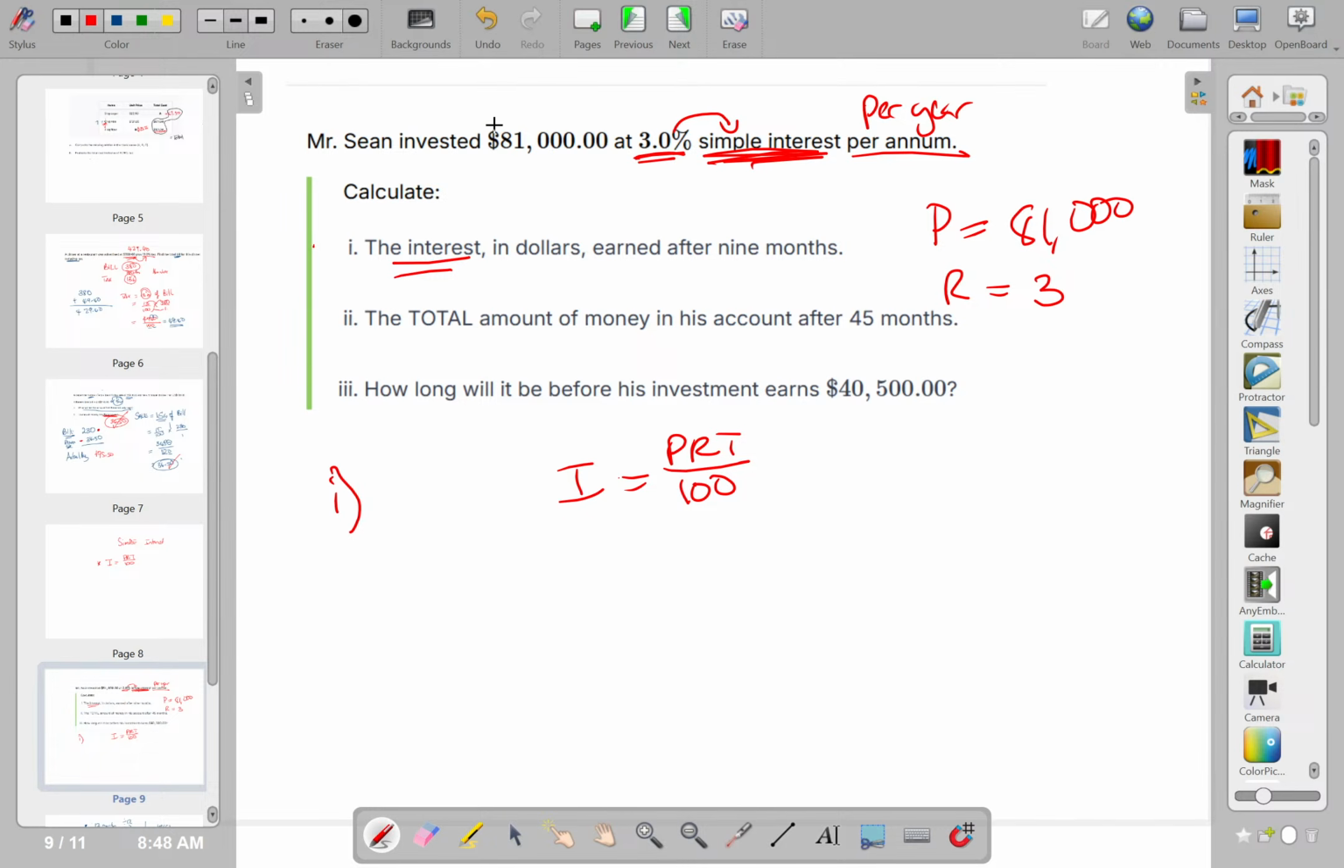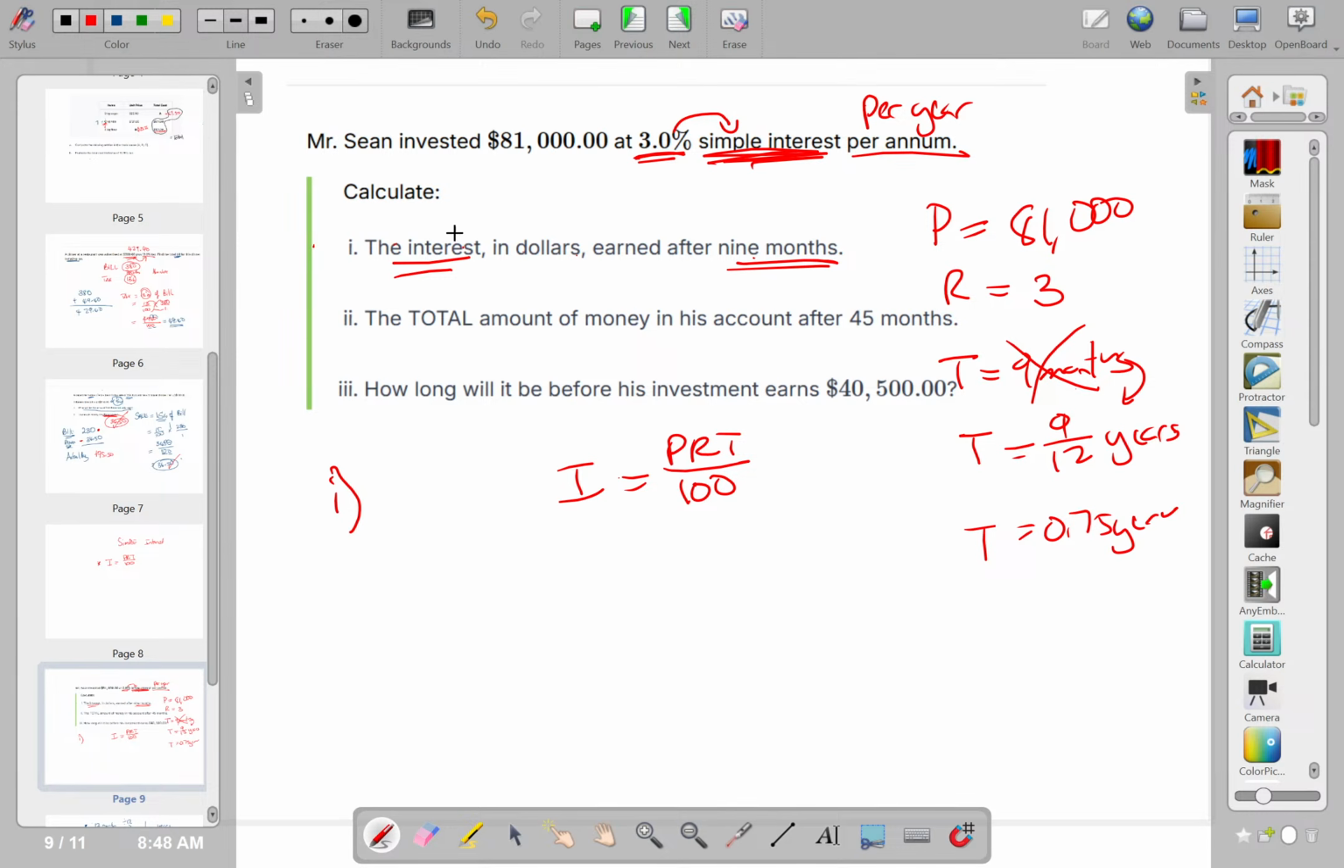Now, he wants the interest in dollars earned after 9 months. So my time is 9 months. But we don't want 9 months. How much is 9 months in years? That's what we want for our time. So that needs to be 9 over 12. So you divide by 12, and that's going to give you how many years you're going to put there. So that looks like, I think, 0.75 years is my time.